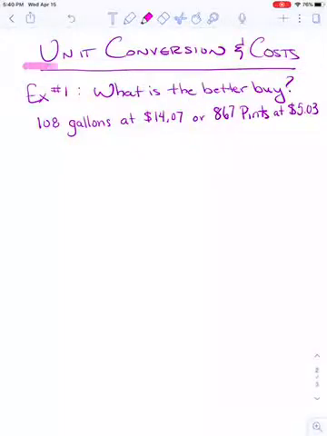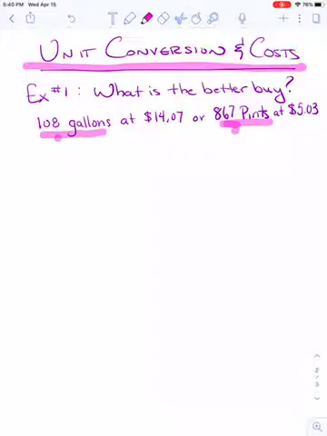Okay, we're going to be going over unit conversion and costs. What's the better buy? So in this example, we'll notice that we have different units. Normally when we compare the better buy, we are comparing things that are the same, like price per jar of spaghetti sauce. Or we compare so many different sheets of toilet paper, like this costs so many dollars per 1,000 sheets. Notice these units aren't the same.